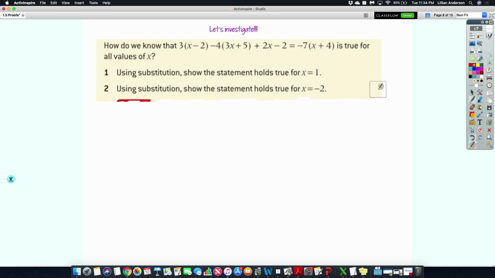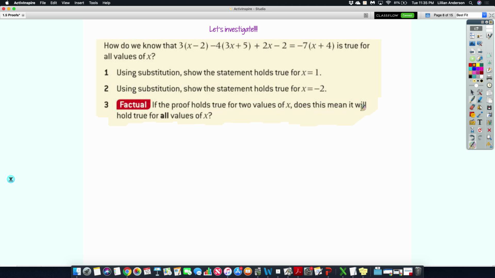As you can see, yes, it is true that the left-hand side equals the right-hand side when x equals negative 2. So now I want you to take a second. If the proof holds true for 2 values of x, does this mean it will hold true for all values of x? Think about it for a second. Are there any x values for which the left side will not equal the right side for this particular equation? Pause the video and take a think. Legitimately think about it.